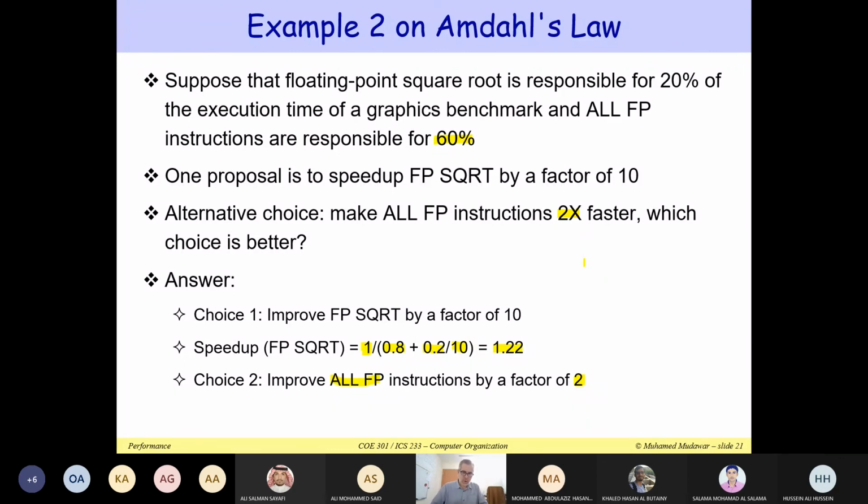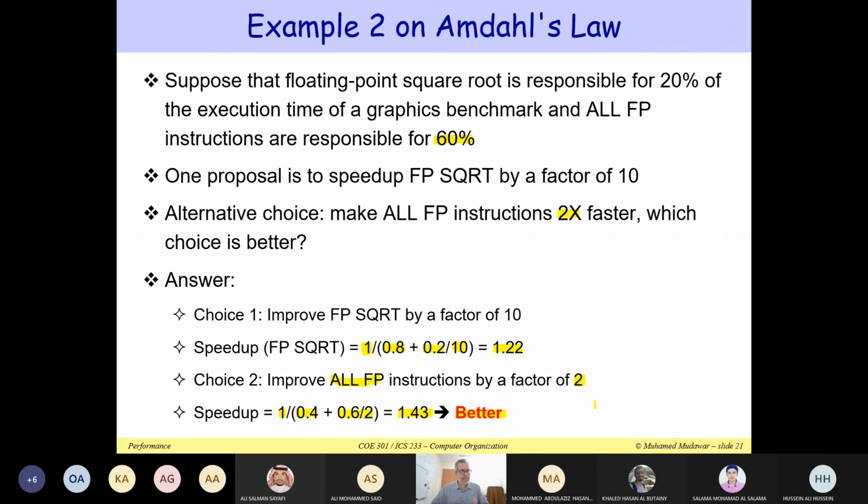So the old execution time is 1. The new execution time is 0.4 plus 0.6 divided by 2, because we have improved this 60% by a factor of 2. Initially, it was 0.4 plus 0.6. It was just 1. And then after making this improvement, we have divided this 0.6, which is 60% of the execution time, by 2. It's very simple. Amdahl's law is very simple. So you get here the speed up factor, which is 1.43, which is better.